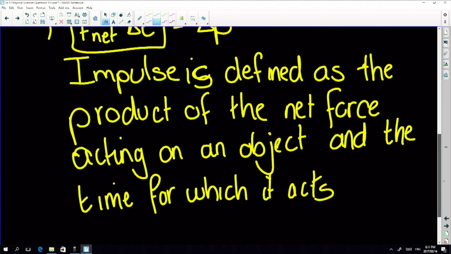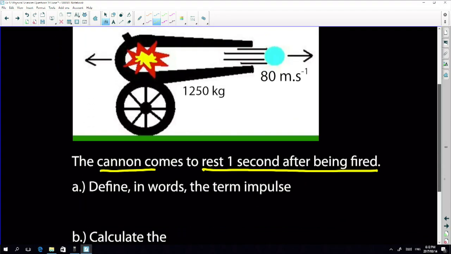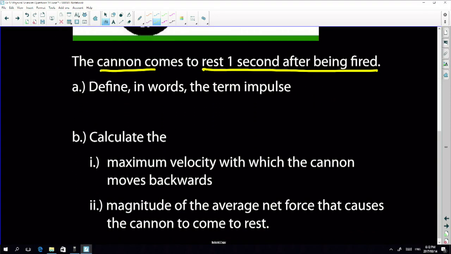So we want the fact that impulse is net force times time, okay? Do not say it's equal to the change in momentum. I know it's equal to the change in momentum, but the fact that it's equal to the change in momentum is what we use in calculations, okay? Great. So, next question. Calculate the maximum velocity with which the cannon moves backwards.